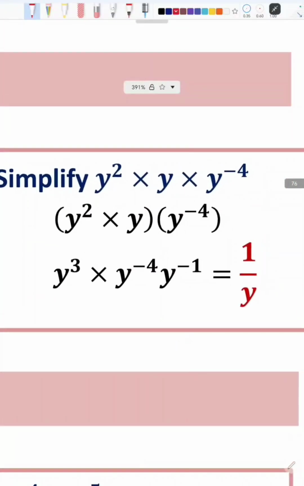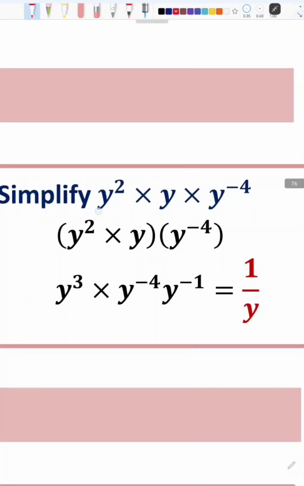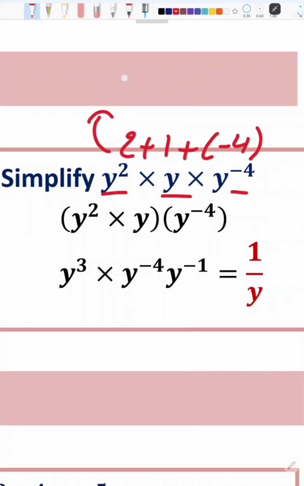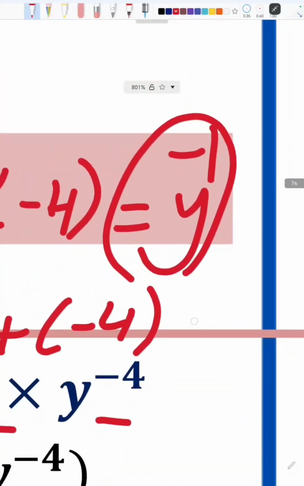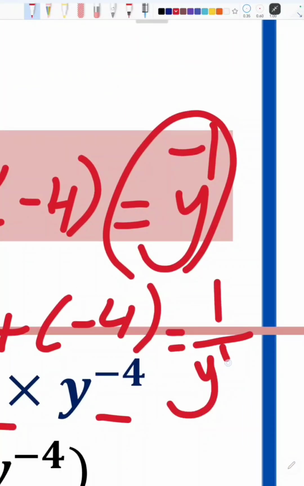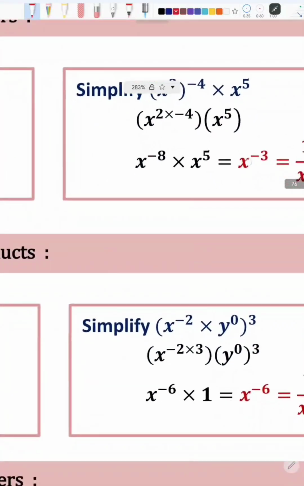In this example, I have y power 2 times y power 1 times y power negative 4. The bases are the same, so add the exponents together. It will be 2 plus 1 plus negative 4. 2 plus 1 equals 3. 3 plus negative 4, okay? Different signs, subtract them, follow the greatest value. It will be y power negative 1. Can I keep it like this? No, you have to flip it, so it will be 1 out of y power 1. When there is nothing, it means 1, okay?